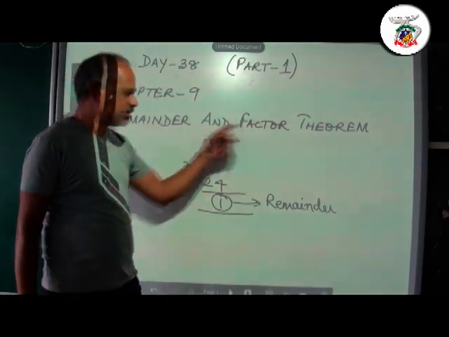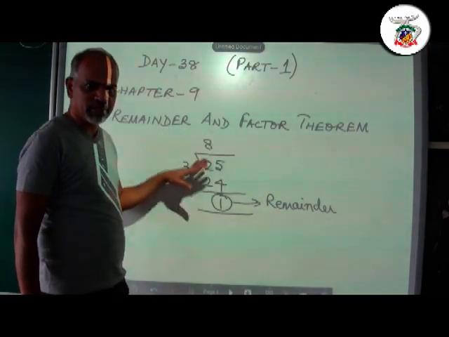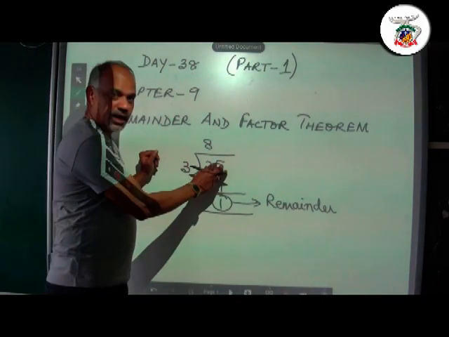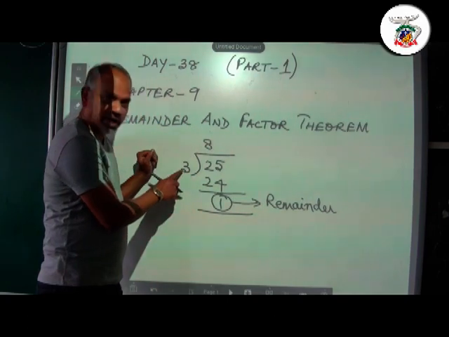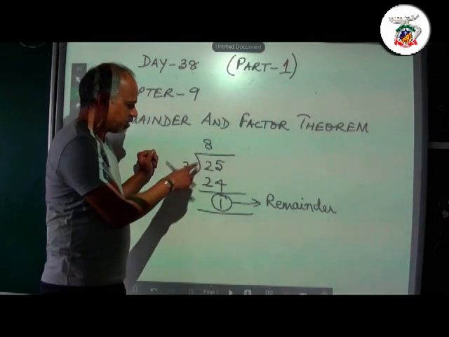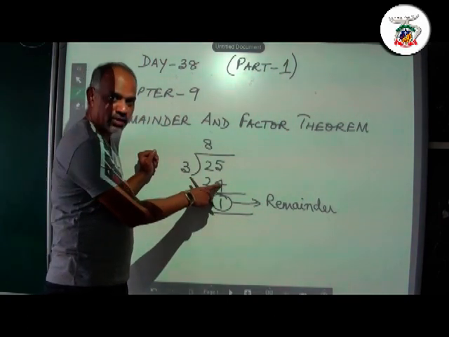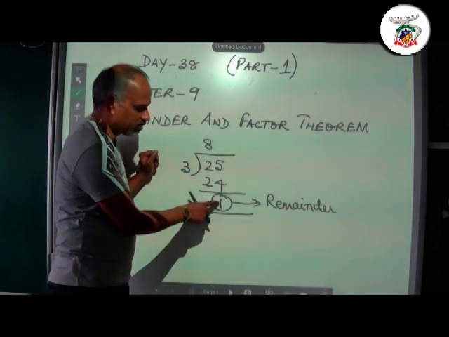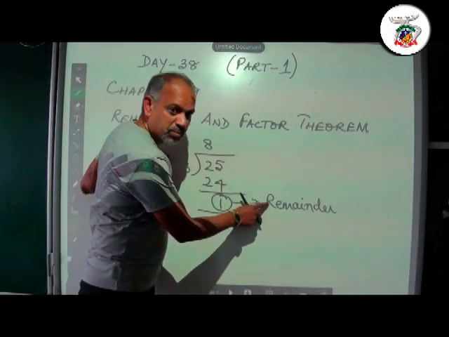First is remainder theorem. I have just shown you a simple division here, with numbers. I am dividing 25 by 3, that is 8 times 3 is 24, and then if you subtract you get a remainder which is 1. I have circled this, this is your remainder.